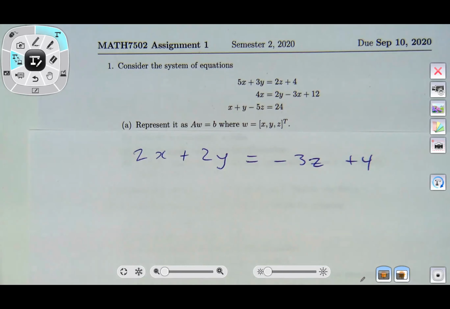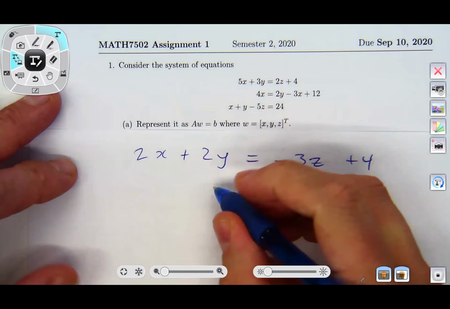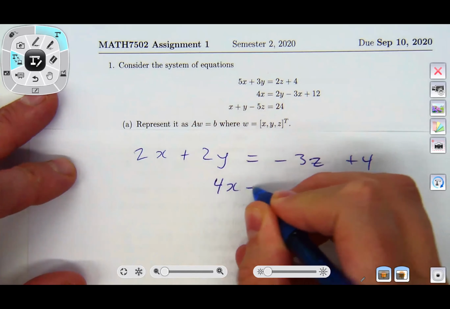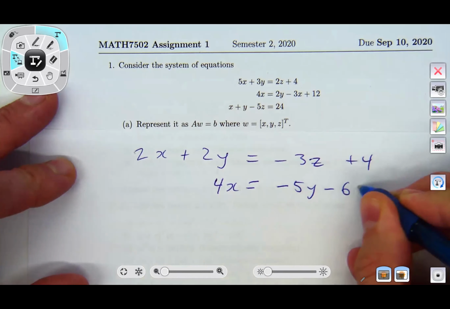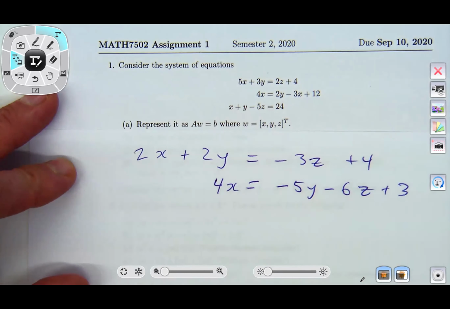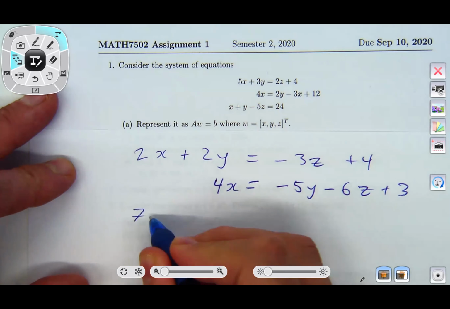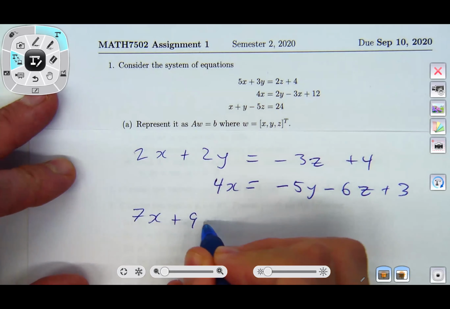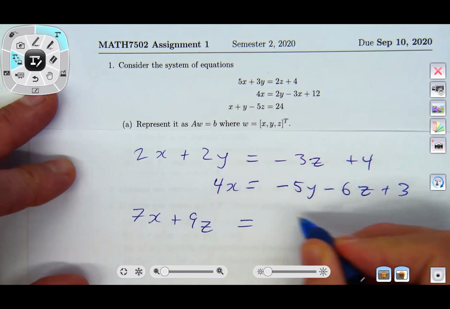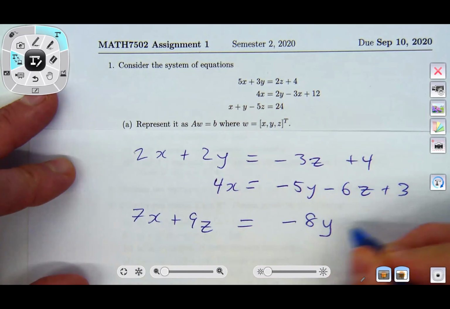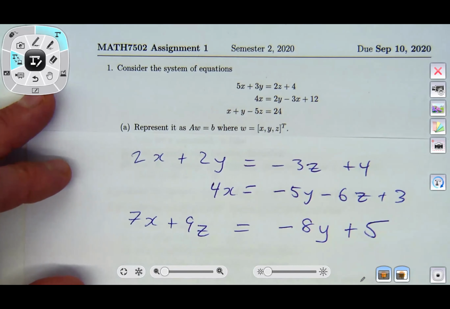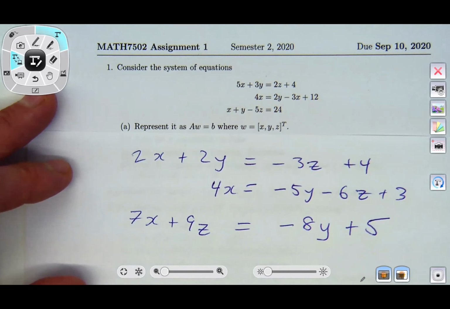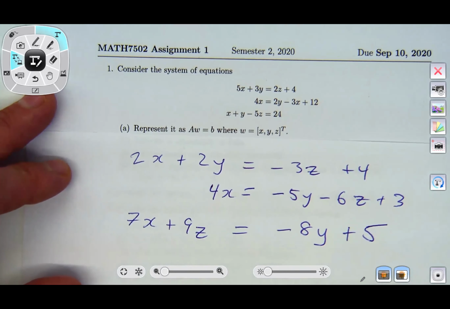All right, now another equation. Let's just write something like this, but not the same one. 4x is minus 5y minus 6z plus 3. And how about 7x plus 9z is equal to minus 8y plus 5. Okay, so let's represent this as AW equals B.